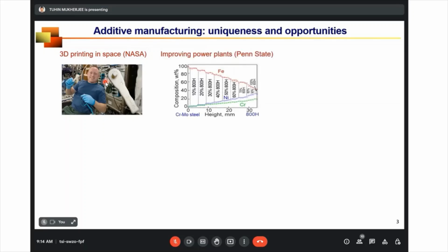At Penn State, we discovered that instead of having dissimilar material joints that are used in power plants, let's say a dissimilar joint between steel and a nickel alloy 800H, replacing those joints by graded material where the composition is gradually changing from one material to other material, we have shown that it significantly improved the mechanical properties such as high temperature creep properties for those joints.